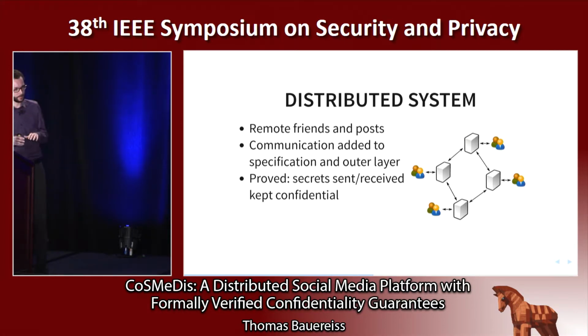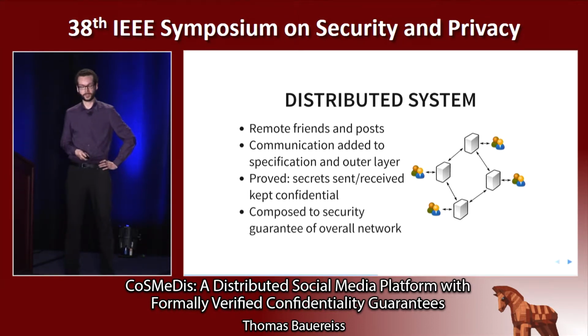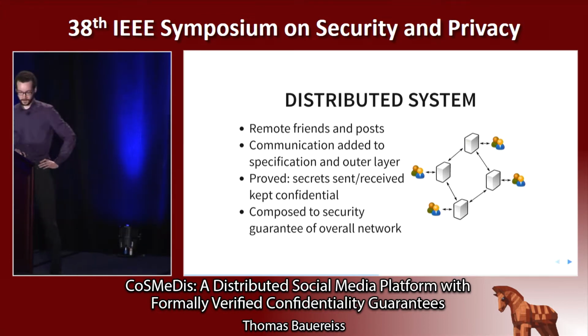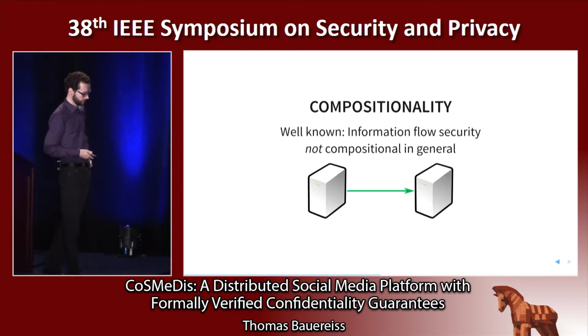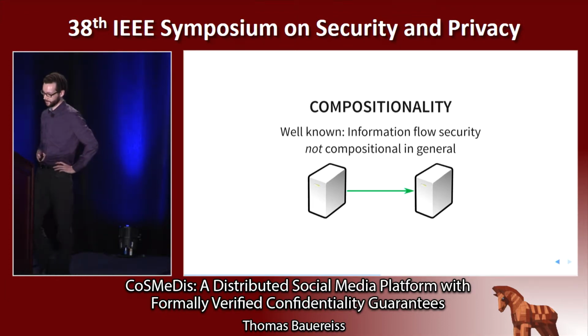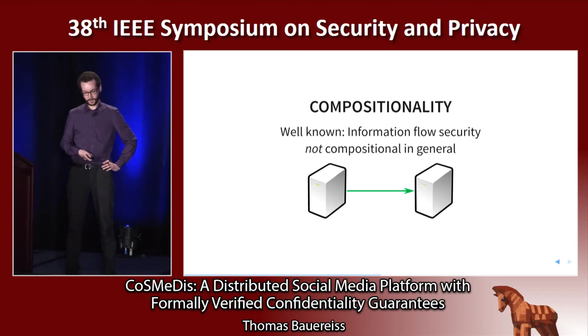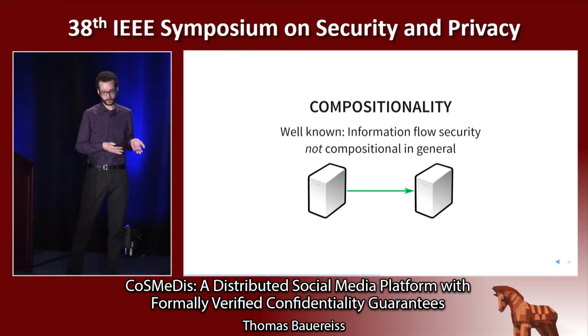And we have verified this on the level of individual instances of the system, and we have then used the compositionality result to lift this to a security property of the overall network. Now, the problem here is that information flow security is typically not compositional in general. So this is well known. This has already been observed in the 80s. And compositionality can fail, in particular if, for example, the security guarantee of one component relies on environment assumptions that are not satisfied by the other component.